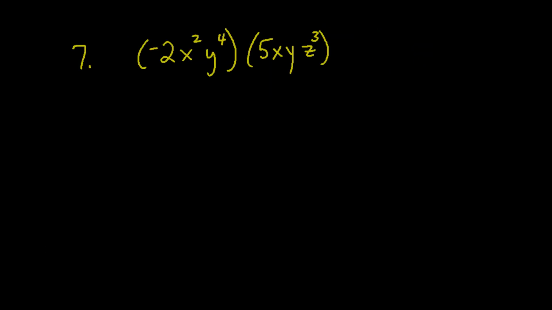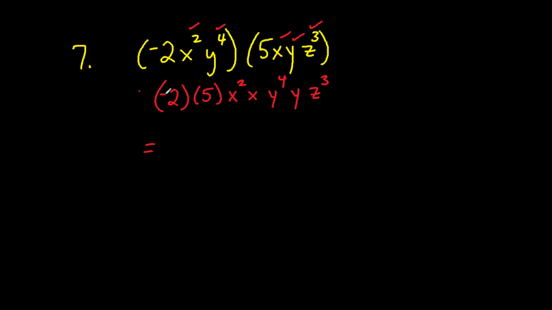Now we're going to cover some of the problems involving exponents. For number 7, we can see that we don't have any plus or minuses in between the parentheses, so therefore this is a multiplication problem. Recall that when we multiply terms like these, we multiply the numbers in front, so -2 times 5 will go in front, and then we multiply all the common letters together, so x squared times this x, and y to the 4th times this y, and then we have a z cubed.